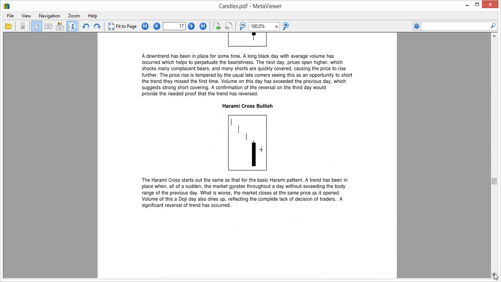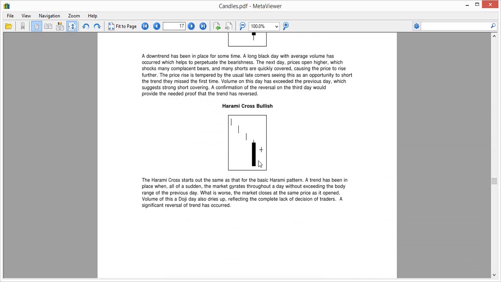The harami cross starts out the same as the basic harami pattern. A trend has been in place when all of a sudden the market gyrates throughout the day without exceeding the body range of the previous day. What is worse, the market closes at the same price it opened. Volume on this doji day also dries up, reflecting a lack of direction for traders. A significant reversal has occurred.